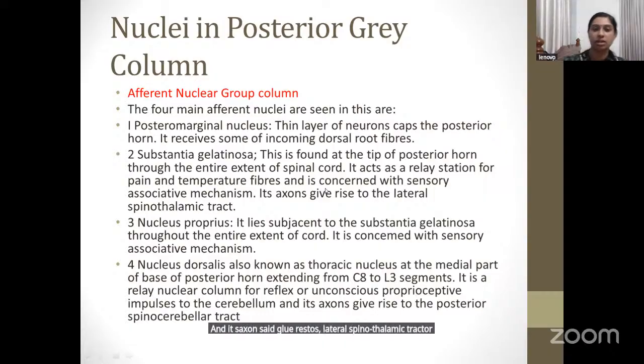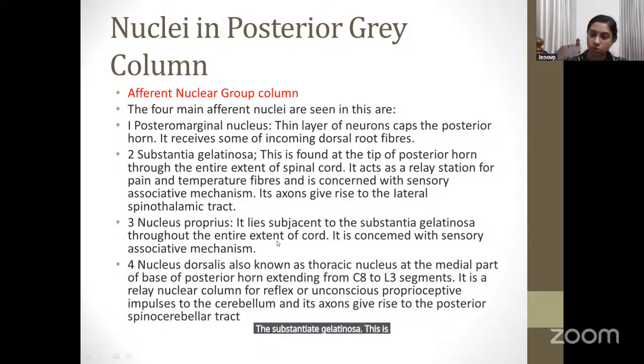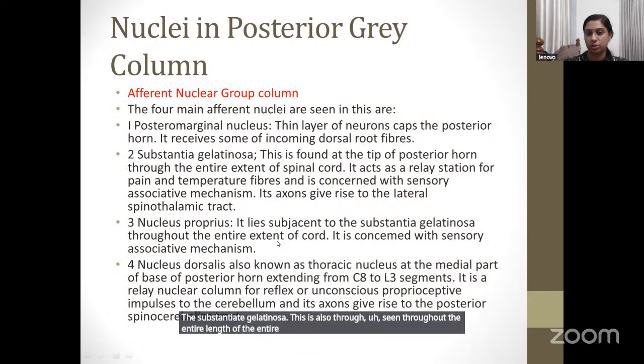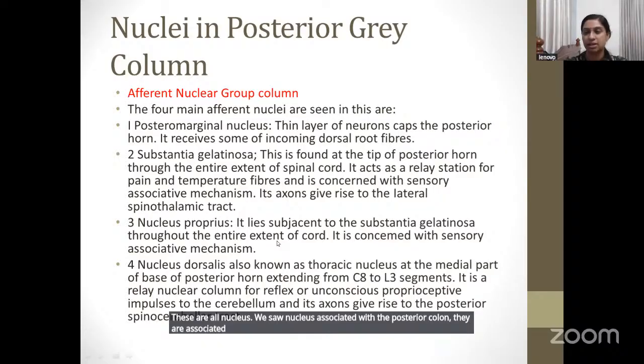And next is the nucleus proprius. That's a very important nucleus. It's adjacent to the substantia gelatinosa. This is also seen throughout the entire extent of the cord, and it is concerned with sensory association. All the nuclei associated with the posterior column are associated with sensory fibers.